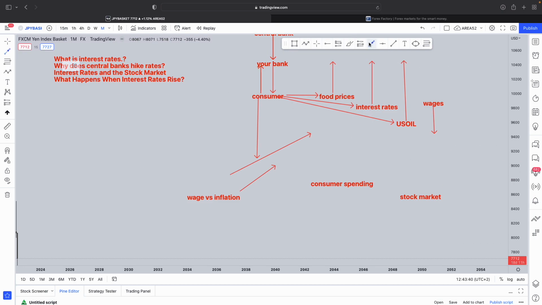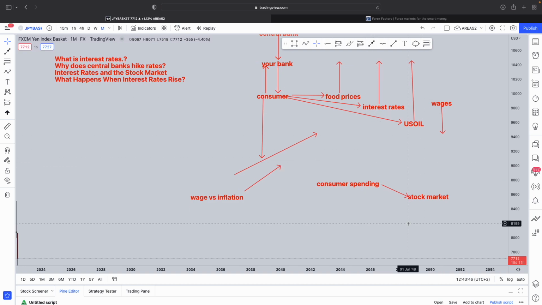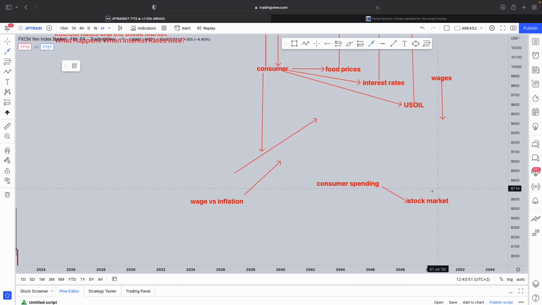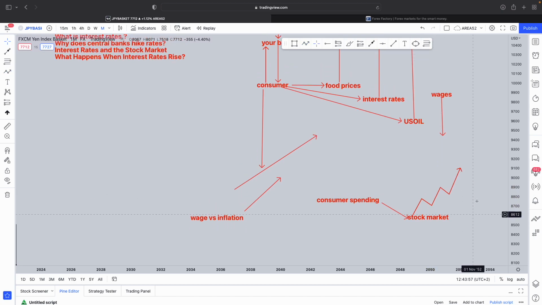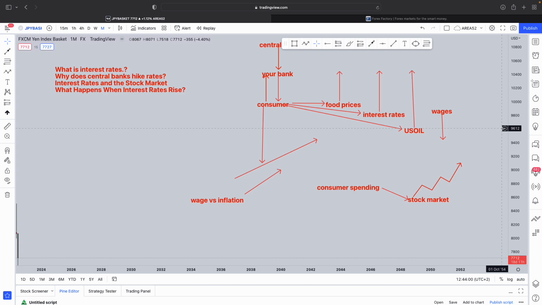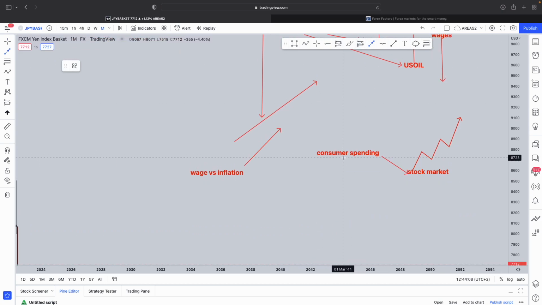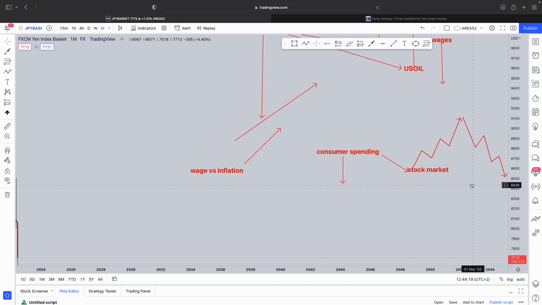Now, how does this impact the stock market? Consumers spend a lot of money buying Apple Watches and all of these things, and all of these companies, Amazon products and all of that. As a result of that, the stock market then increases, right? Now, if a consumer finds themselves in a position where everything increases and their wages don't keep up with all of these prices, then that basically means that consumer spending will drop. That means that the companies on the stock market are less likely to make money, and as a result of that, their value then drops.